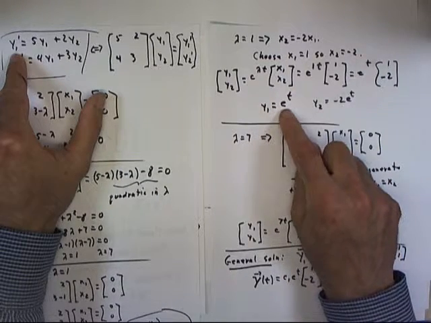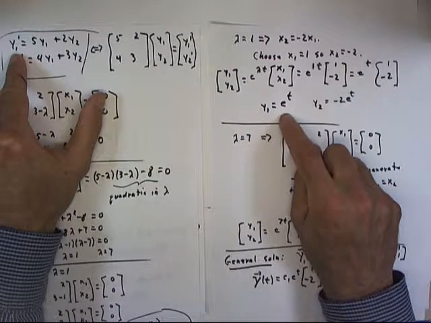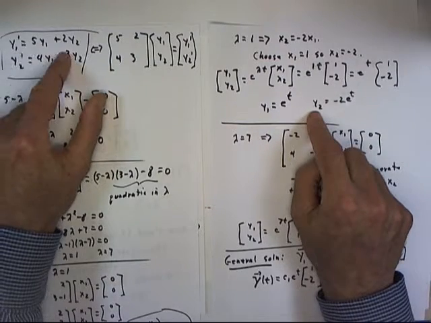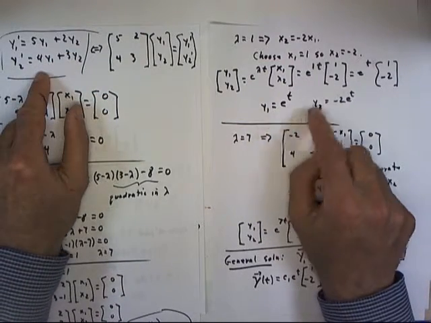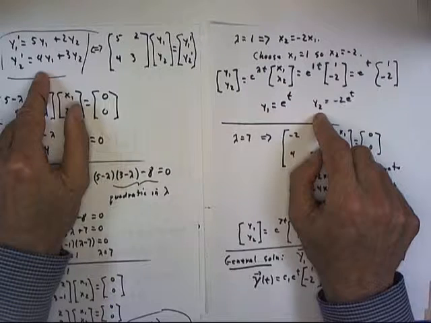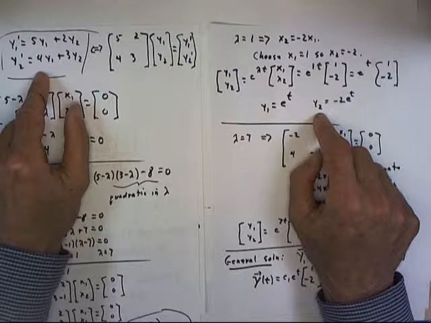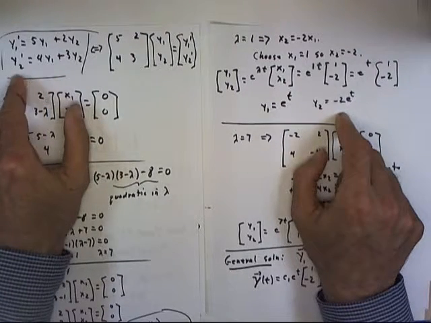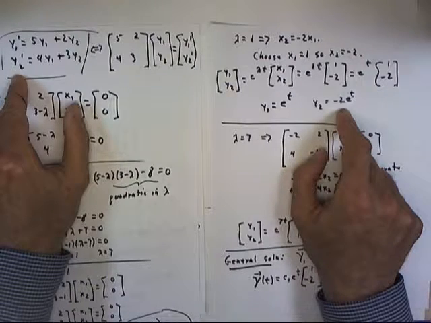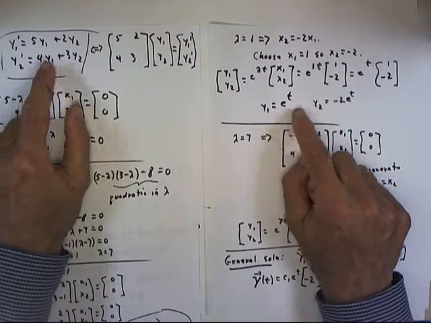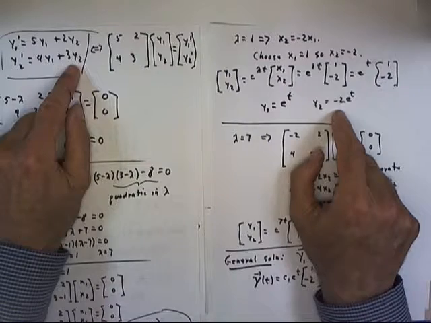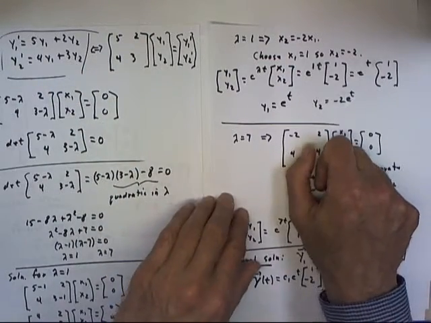Well, y1 is e to the t. Its derivative is e to the t. So this checks out in the first equation. And you can do the same thing with these functions in the second equation. You are going to end up with y2 prime, which is negative 2e to the t. And if you add 4 times this and 6 times this, you do get negative 2e to the t.